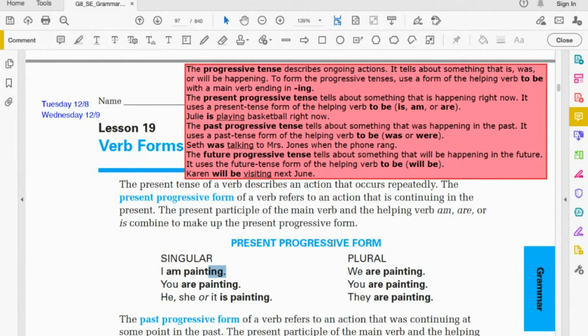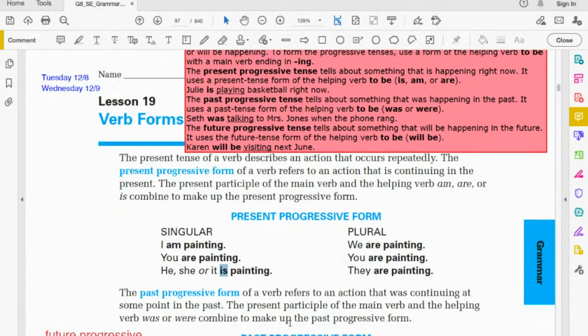And these are the same helping verbs we've used in the past to designate present, past, and future. There are three helping verbs for present. You see them here in the middle of our page. Am. I am painting. You are painting. He or she is painting. Is, am, are the three helping verbs that go along with the verb and the suffix ing.